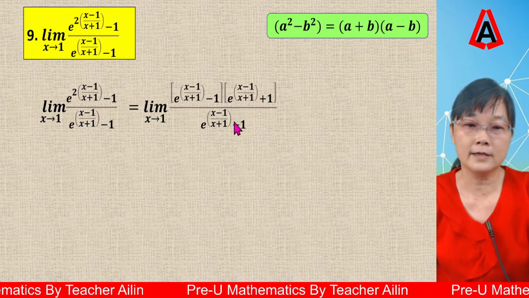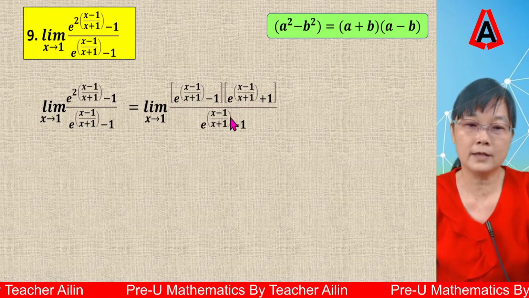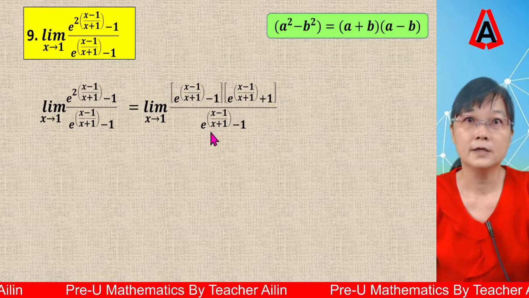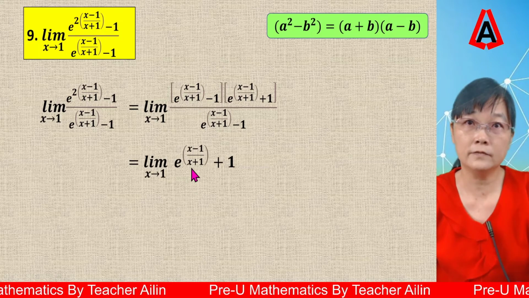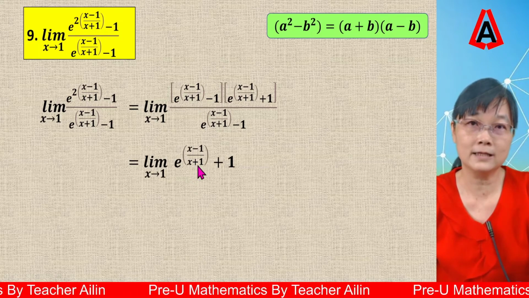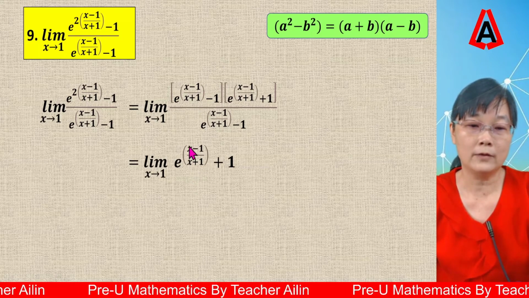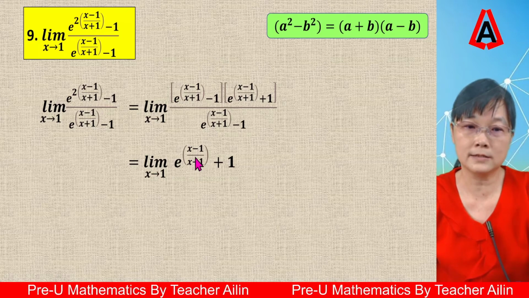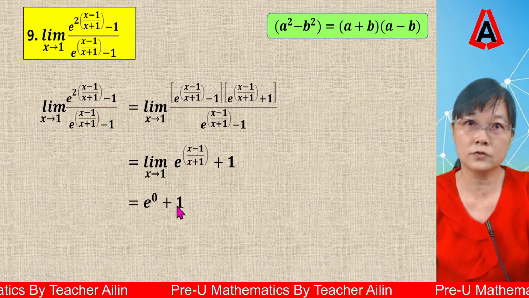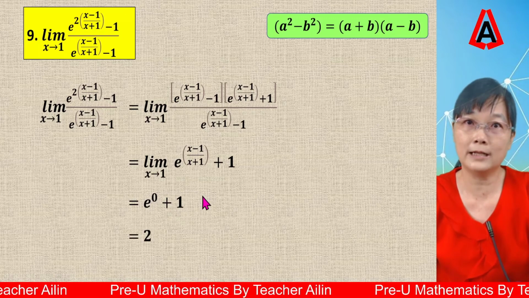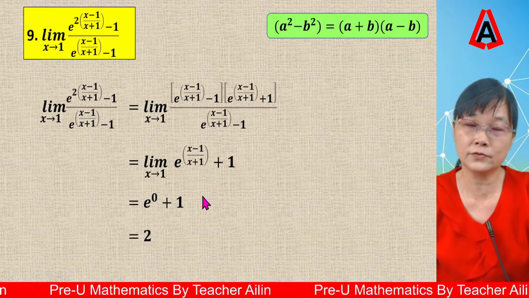After factorizing, notice that this part can be cancelled off. So when we cancel off and we substitute the value of x for the second time, now we get 1 minus 1 is 0. So e power 0 is equal to 1. So now the limit is equal to 2.